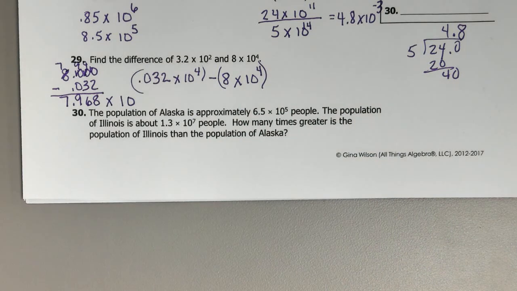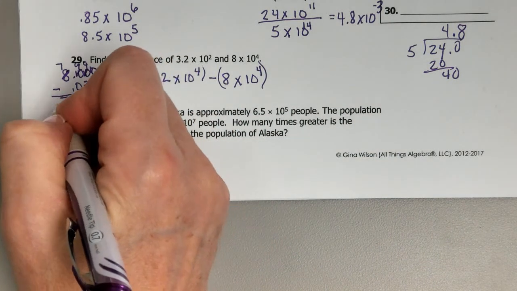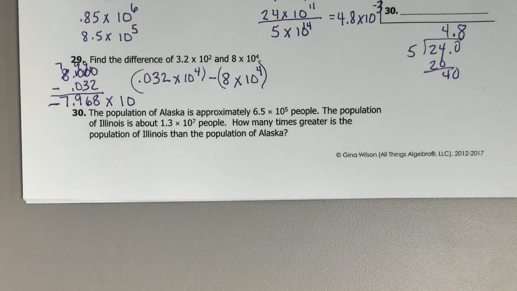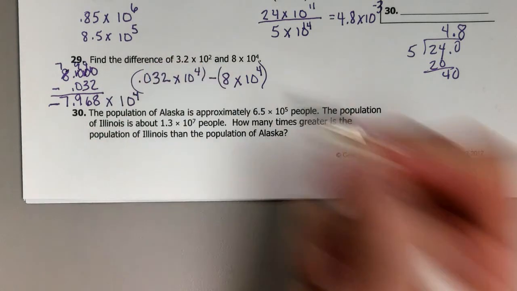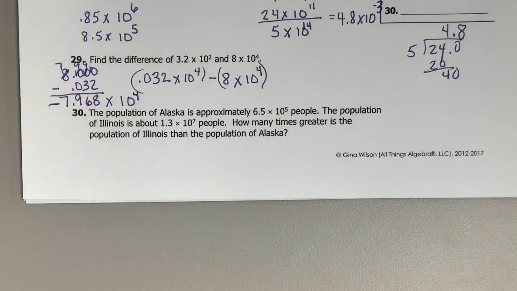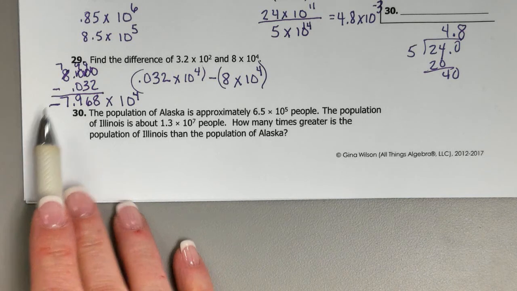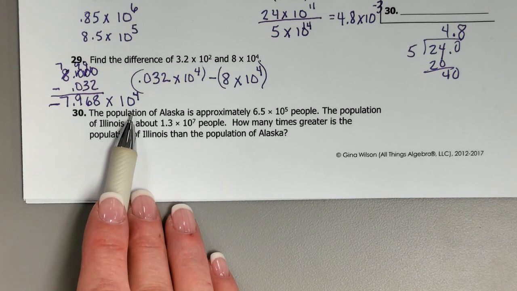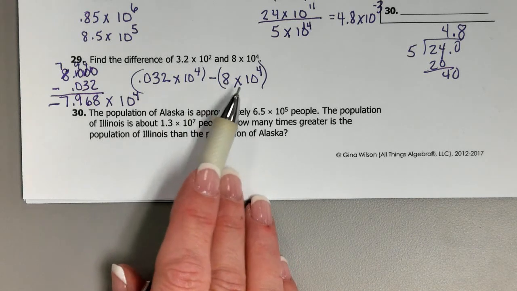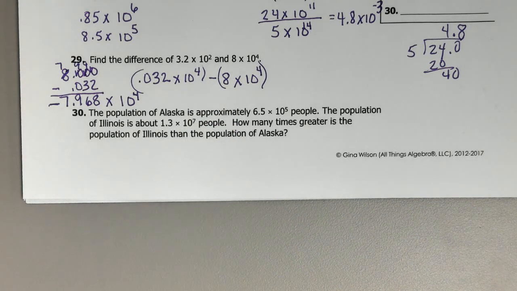All right, so did you get, and that's going to end up being a negative. So negative 7.968 times 10 to the what? Fourth. Because we're subtracting, so we just keep our exponents. So negative 7.968 times 10 to the fourth. Okay? Because remember that minus, that meant our 8 was negative. Was that your question? Okay, yeah.